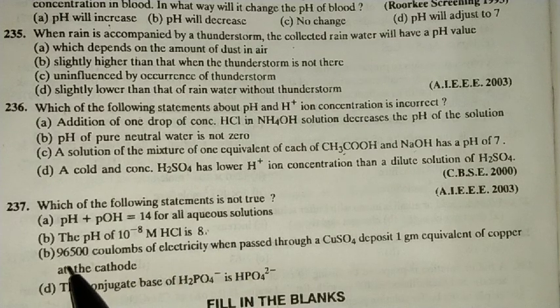Third option is there. 96,500 coulombs of electricity when passed through copper sulfate deposit 1 gram equivalent of copper at the cathode. This is correct. As per the electrochemistry rules, it is correct. We will discuss in detail in the electrochemistry part. And last, the conjugate base of H2PO4 minus is HPO4 minus 2. Yes, it is also correct because there is a difference of 1 H plus. Is it okay? So these are some model questions. I hope you understood clearly.